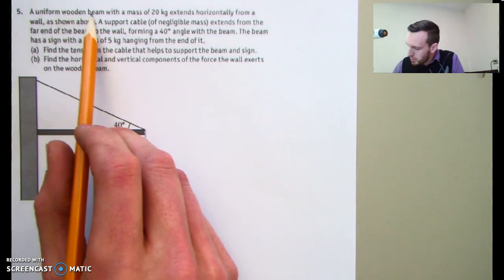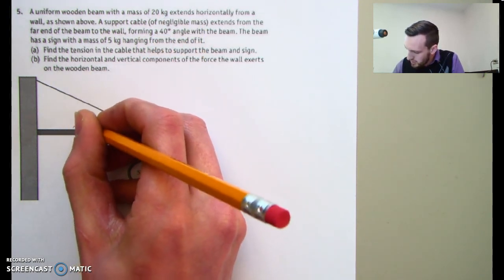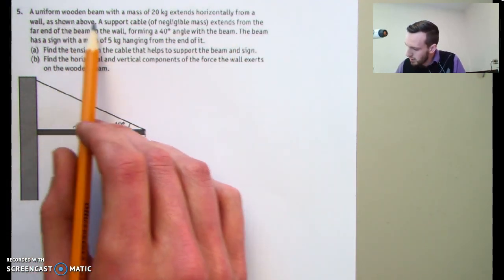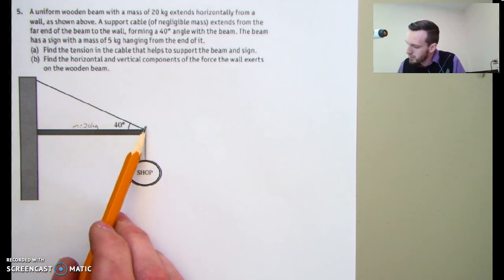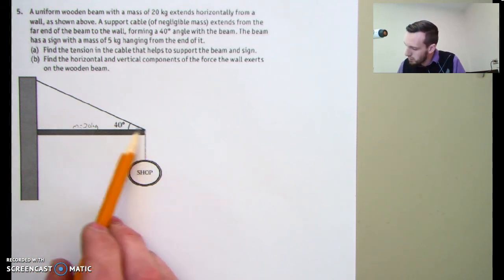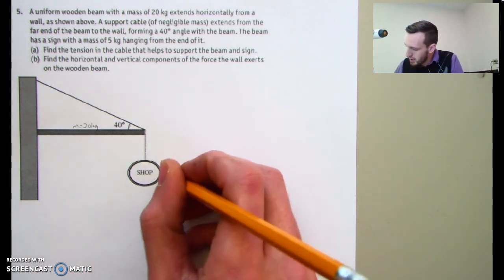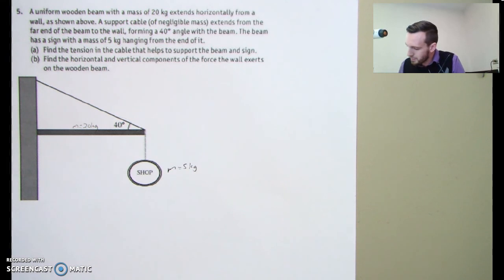A uniform wooden beam with a mass of 20 kilograms, so I'll go ahead and label the beam here, mass 20 kilograms, extends horizontally from a wall as shown. A support cable of negligible mass extends from the far end of the beam to the wall, forming a 40-degree angle with the beam. The beam has a sign with mass of 5 kilograms hanging from the end of it.